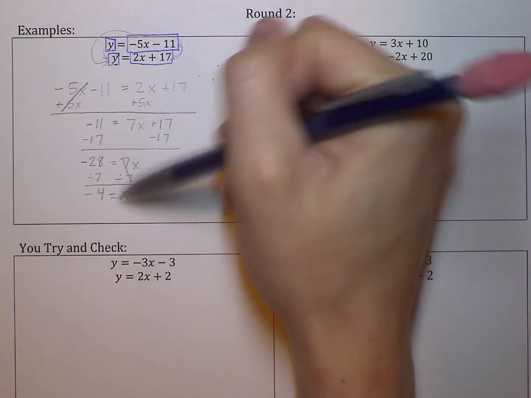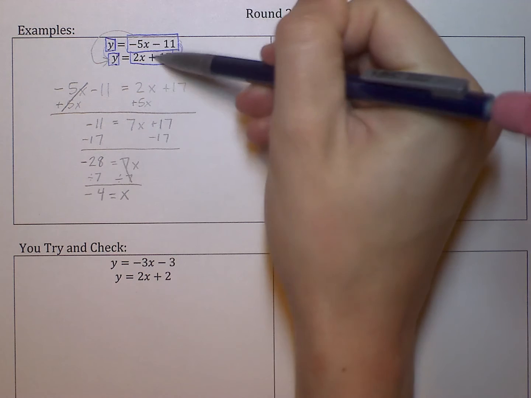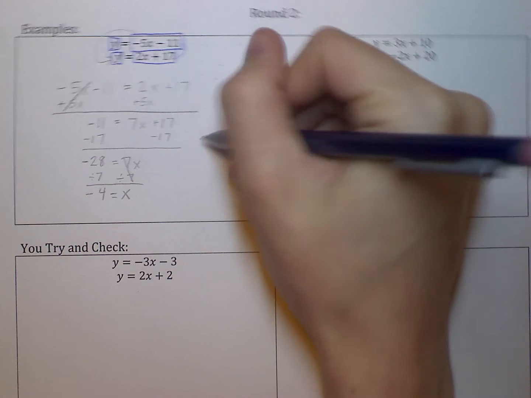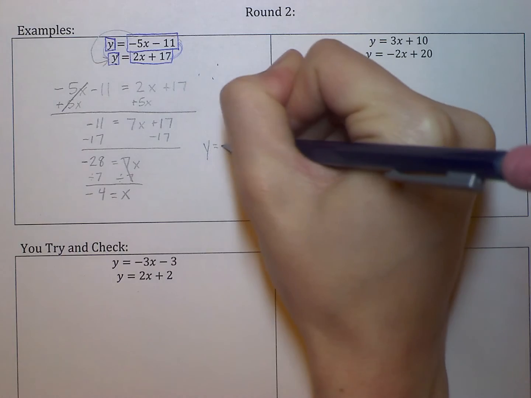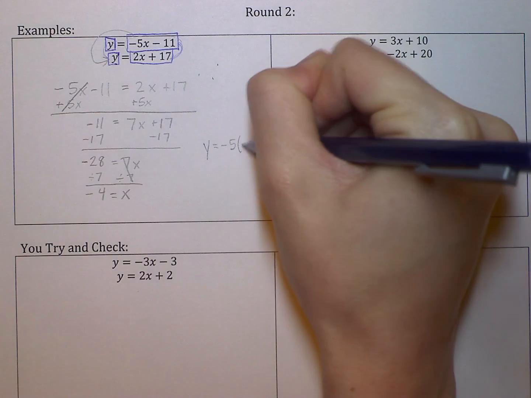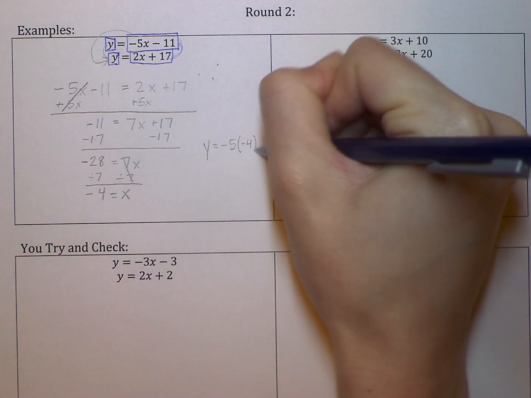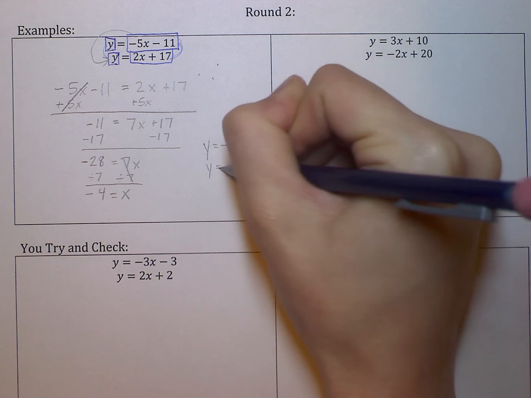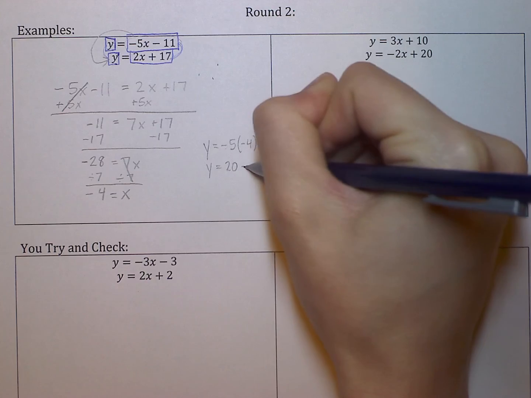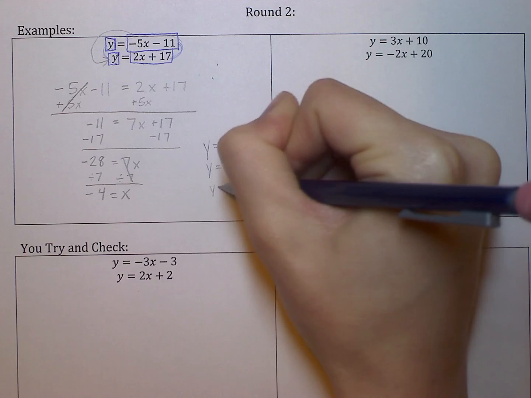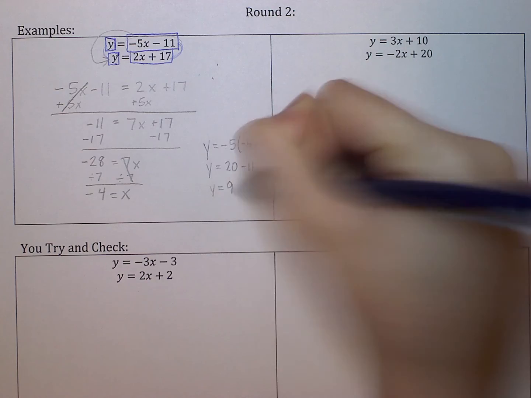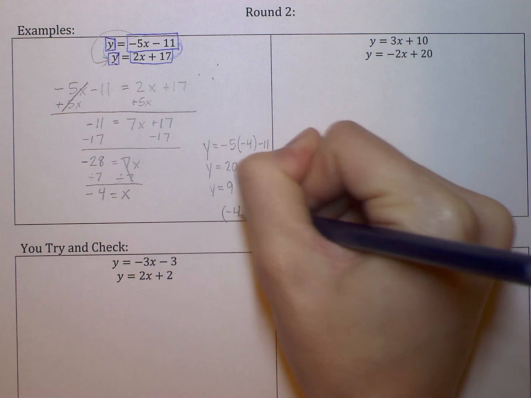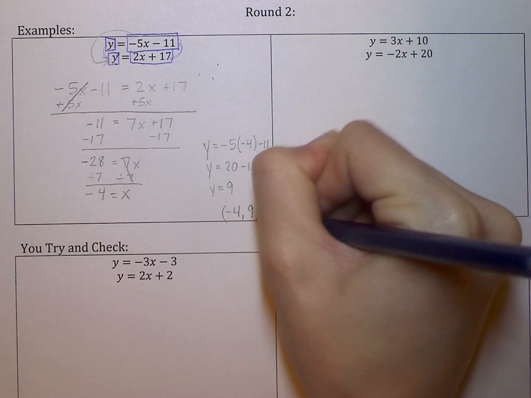Now I can plug that x value into either of these equations to get the y value. It doesn't matter which one. I'm going to just choose the first one. So this is y equals negative 5 times negative 4 minus 11. Negative 5 times negative 4 is positive 20 minus 11. 20 minus 11 is 9. So my answer is x is negative 4 and y is positive 9.